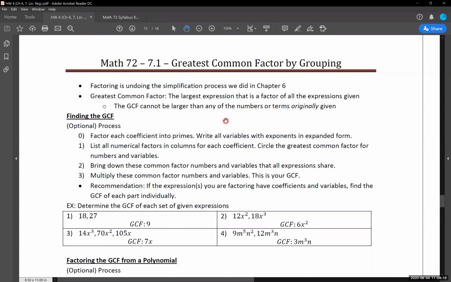So the greatest common factor needs to be smaller than, or at the very least the same size as, one of the original numbers or terms given. It cannot be bigger than them. We'll see some examples of that down below here.